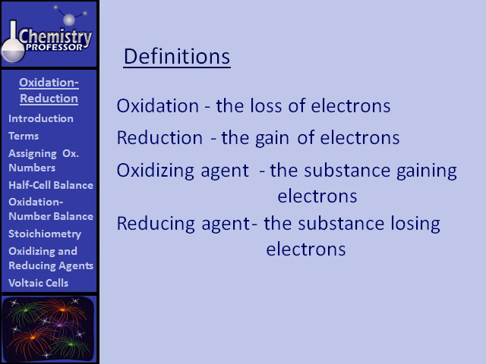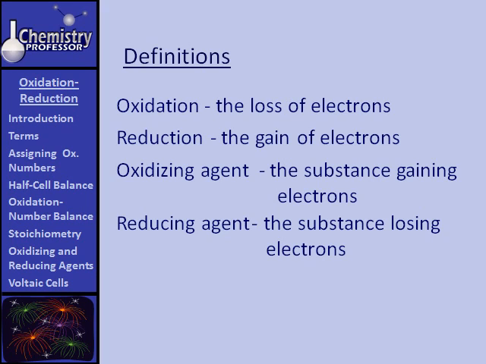The reducing agent is a substance that's losing electrons. The reducing agent undergoes oxidation. It's an oxidation, so you lose electrons. The reducing agent loses electrons. The oxidizing agent gains electrons. The oxidizing agent undergoes reduction so that it can oxidize something else.